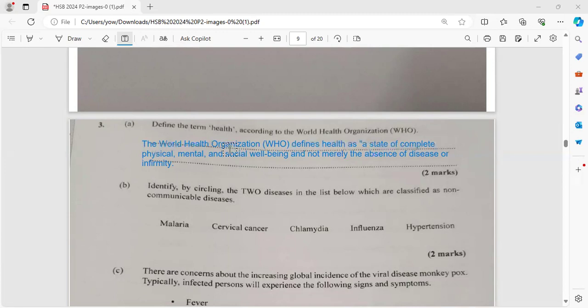All right. Identify by circling two diseases listed below which are classified as non-communicable diseases. Remember, non-communicable diseases, guys, are diseases that cannot be transferred from one person to another. So malaria can be transferred, chlamydia can be transferred, flu can be transferred. But non-communicable diseases are about lifestyle choices. So the answer would be cervical cancer and hypertension. All right, easy marks there, guys.